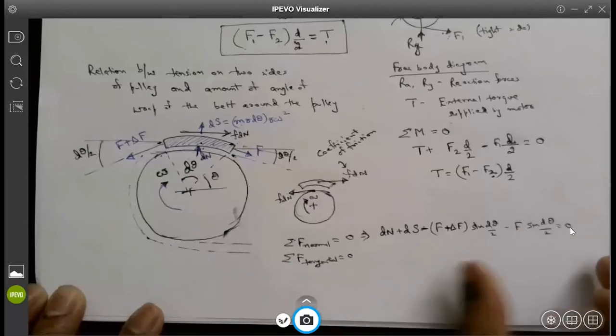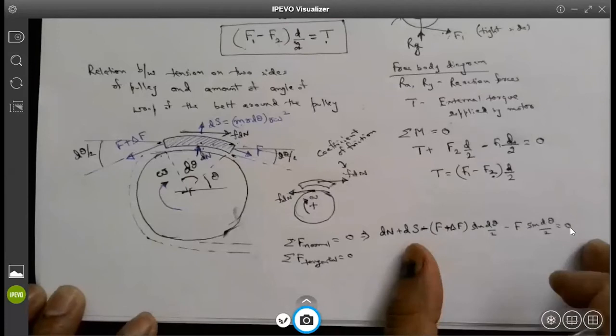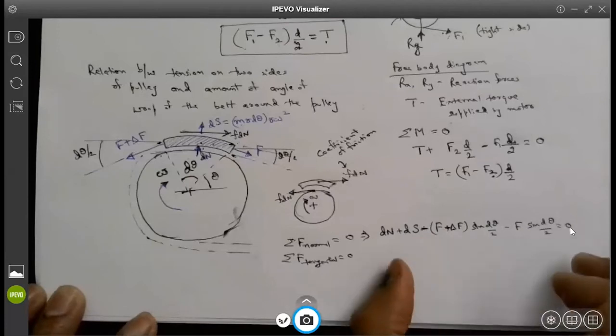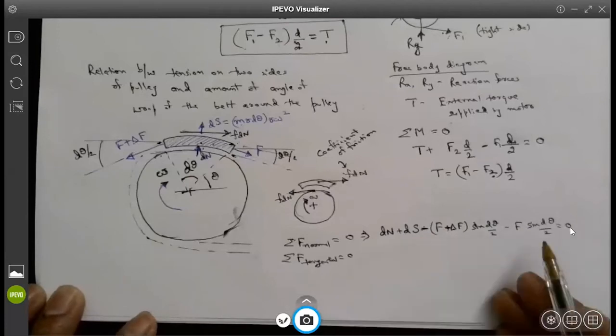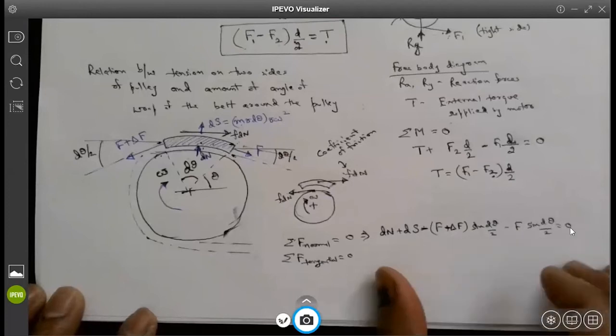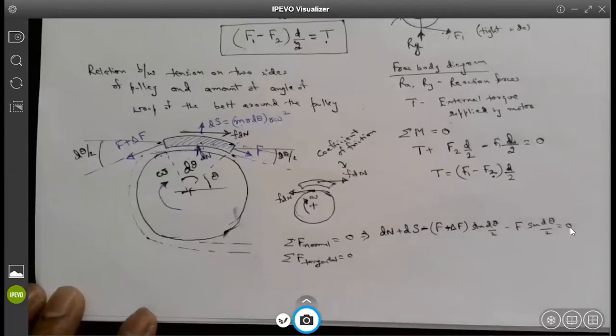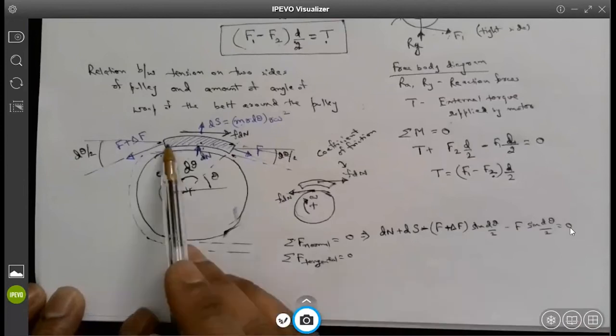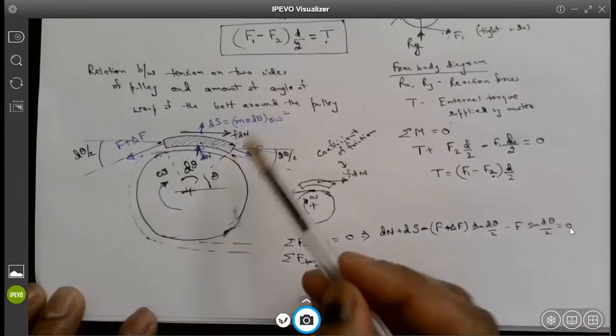We don't have to write down all these expressions. This is already there in the textbook. Just focus on these expressions and try to understand how we actually get them. If you understand the expressions, then you can go back and read the textbook, and it will be easy for you to follow. What I'm doing here is just taking a differential segment of the belt. Remember, the belt is wrapped around the pulley.